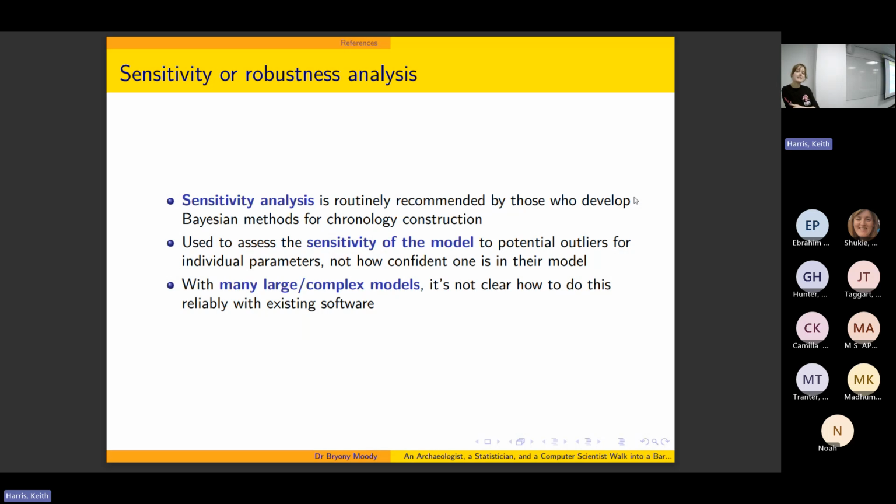Sensitivity analysis is used, and I think it is really important when doing chronology construction using Bayesian methods. It essentially looks at how sensitive the model is to particular dates being included or not included in the model. But I think all that tells us is, do we have potential outliers within our data? It doesn't really quantify how confident one is in the model or how confident we should be. And for large and complex models, it's not clear how to do this reliably with the existing software we have.